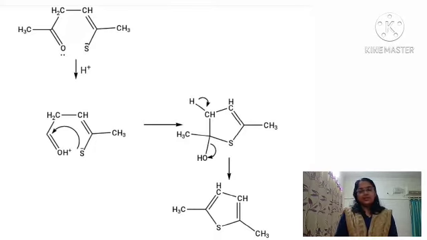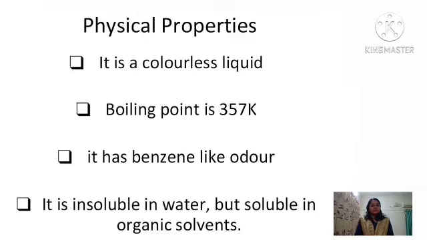Then the last step in the mechanism of the Paal-Knorr synthesis is the elimination of a water molecule, resulting in a carbon-carbon double bond and the formation of a substituted thiophene by Paal-Knorr synthesis. So coming to the next topic, that is physical properties of thiophene.